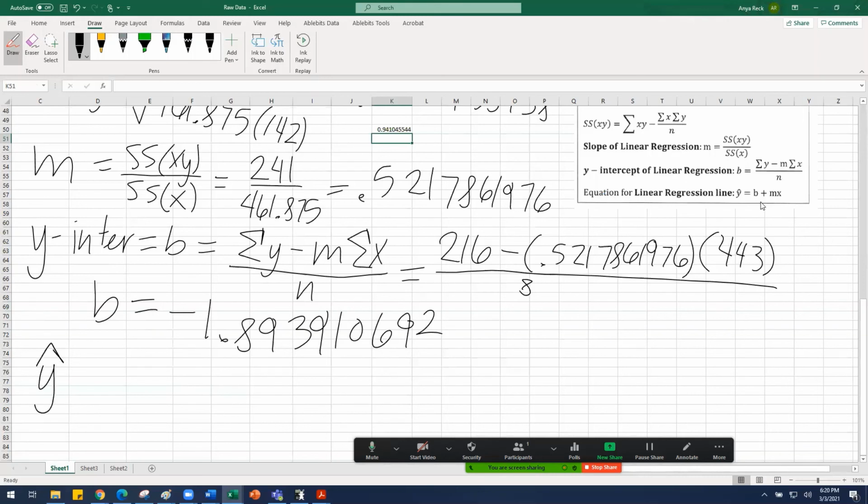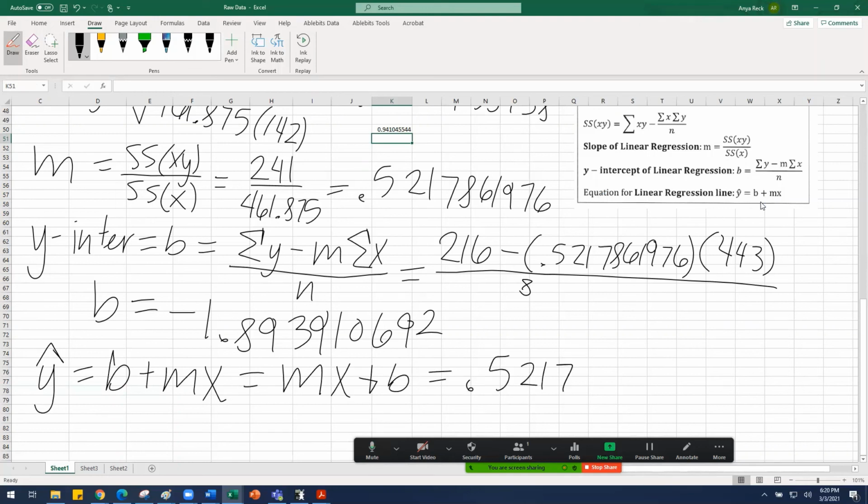Your y hat is b plus mx, or you can have it as mx plus b. So the m value was 0.5217861976 x minus the intercept.